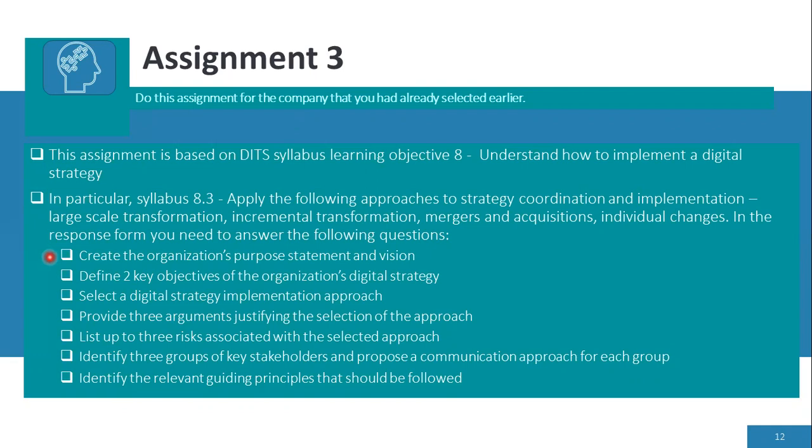Create the organization's purpose statement and vision. Define 2 key objectives of the organization's digital strategy. Select a digital strategy implementation approach. Provide 3 arguments justifying the selection of the approach. List up to 3 risks associated with the selected approach. Identify 3 groups of key stakeholders and propose a communication approach for each group. Identify the relevant guiding principles that should be followed.